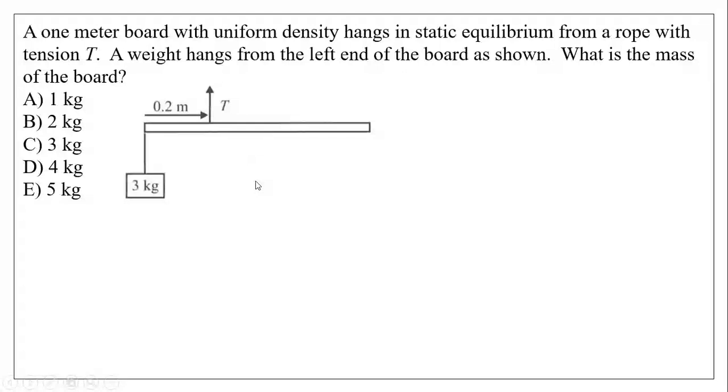In this particular multiple choice question, we have a 1 meter board, which is this horizontal board or beam here. It is tied 0.2 meters away from the left end by a string, and then it just hangs there. It doesn't move, it doesn't rotate, and there is a hanging block of 3 kilograms on the left there. It wants us to find the mass of the board, which is this horizontal shape here.